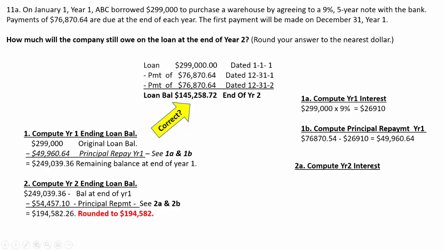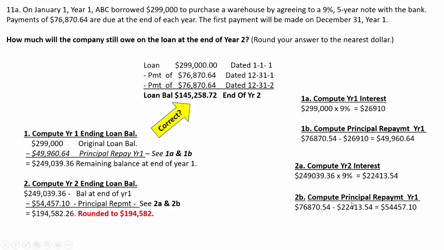So year two, compute the interest. It's going to be $249,039.36, the year one ending principal balance, times 9%, which gives us interest in our payment of $22,413.54. The principal repayment will be the $76,870.64, that's what we're going to make this payment. Every single time we make a payment, that's what it's going to be. Subtracting off that interest that we calculated for year two, that means we're going to have a principal repayment of $54,457.10, and that will be subtracted, and that's how we made that calculation. And again, the answer is $194,582, and I believe we're done.